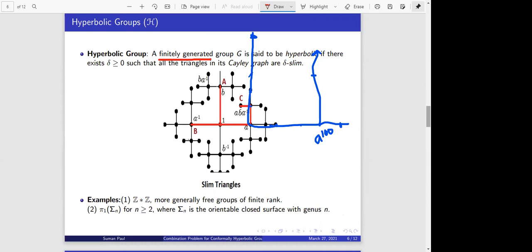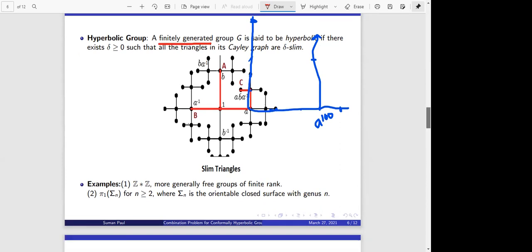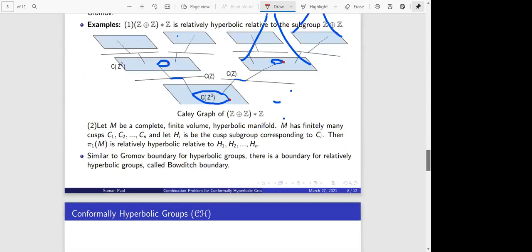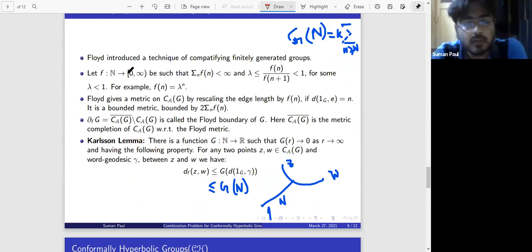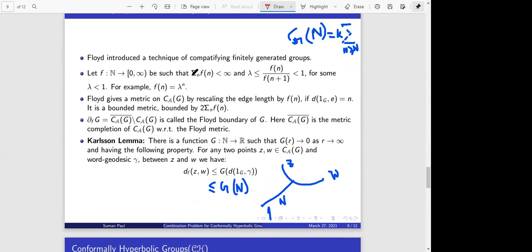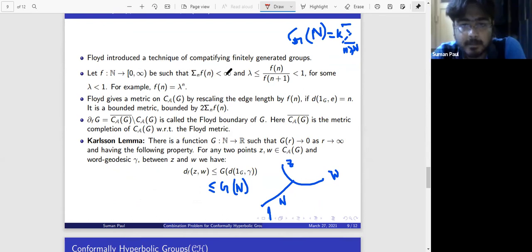Yeah. So I missed the definition of the Floyd boundary because I joined late. So can you just repeat the definition a little bit? Yeah. So basically, what we do, we consider a function. Basically, you take a sequence fn, which is a summable series, and this property holds: fn plus 1 by fn is at most lambda, for some lambda less than 1. For example, if we take fn equal to lambda to the power n, where lambda is less than 1, then it is summable and this condition holds.